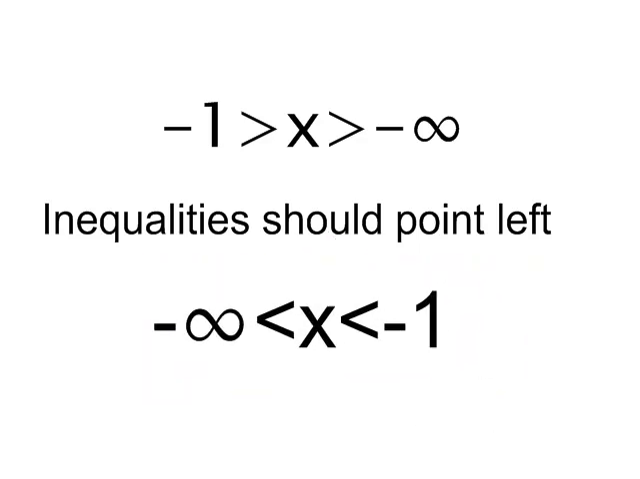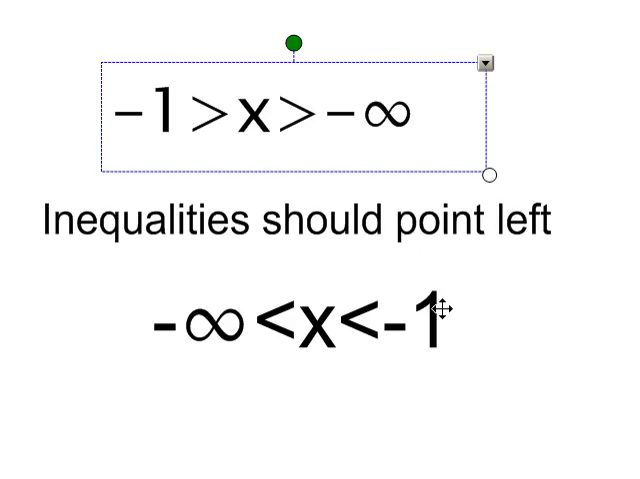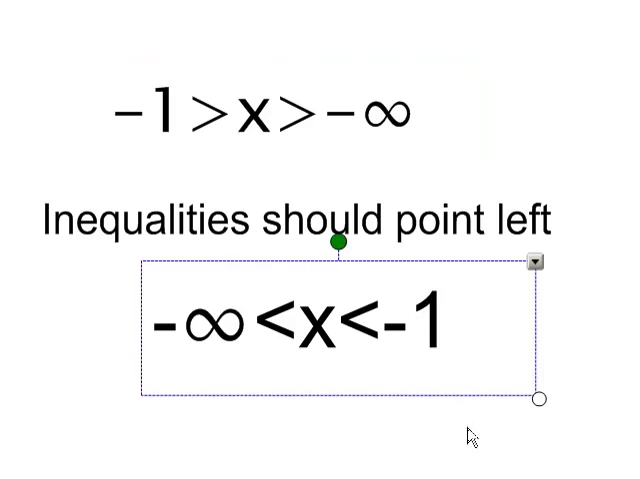And now all my inequalities are pointing to the left. It looks like a number line, but it has exactly the same truth value. So if you end up with something like that, flip it the other way so that it looks like that.